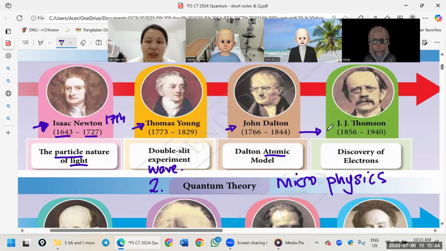Then come to J.J. Thomson, also around 50 to 100 years later. J.J. Thomson said, oh, the atom is not the smallest particle, there is still the electron.